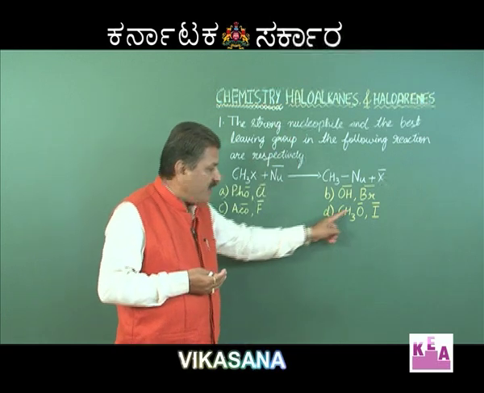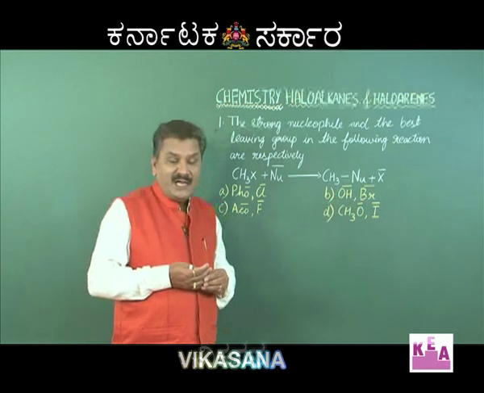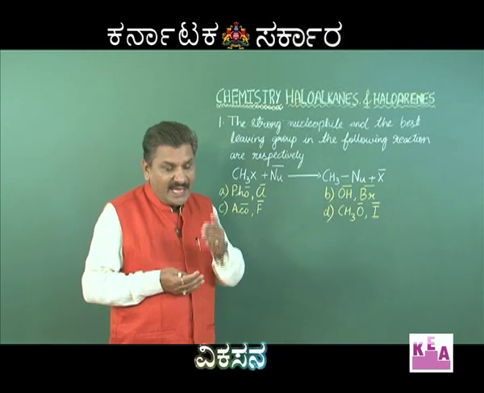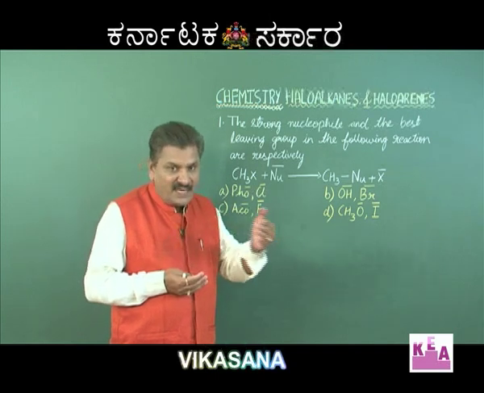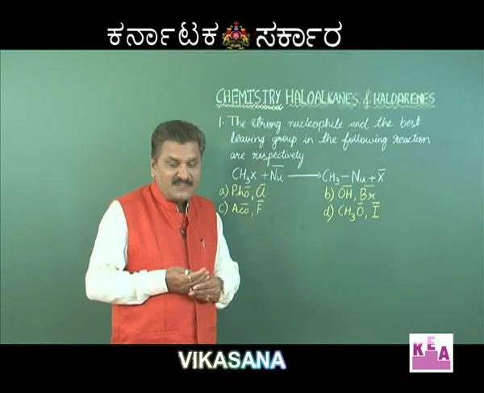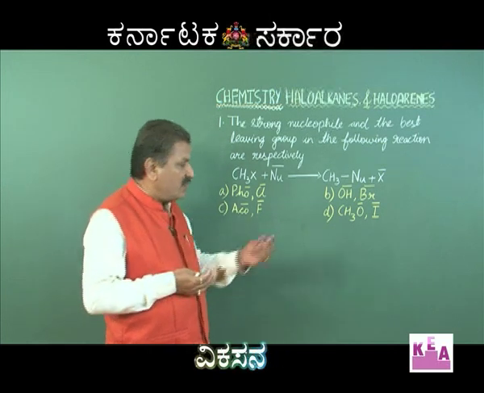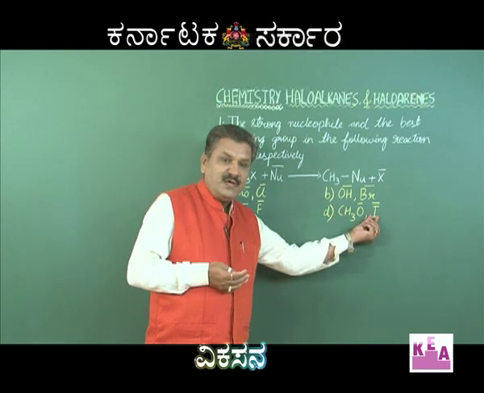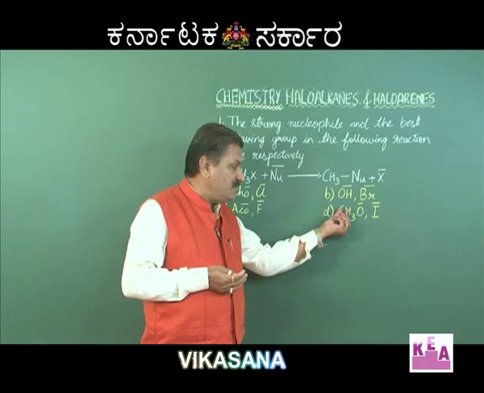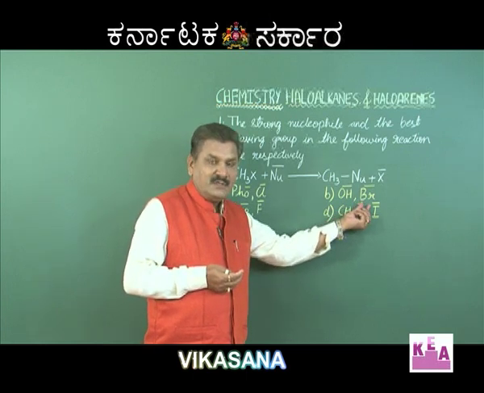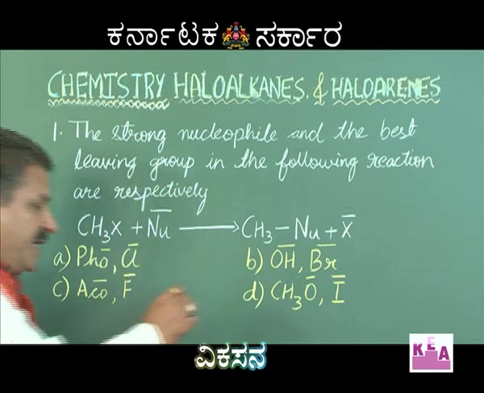With this, automatically we get the I minus also. And even amongst the alkyl halides, alkyl iodides are more reactive than alkyl bromides. Alkyl bromides are more reactive than alkyl chlorides, and alkyl chlorides are more reactive than alkyl fluorides. So, on that basis, the best leaving group is I minus and the strongest nucleophile is CH3O minus. So, the correct option for this question is option D.